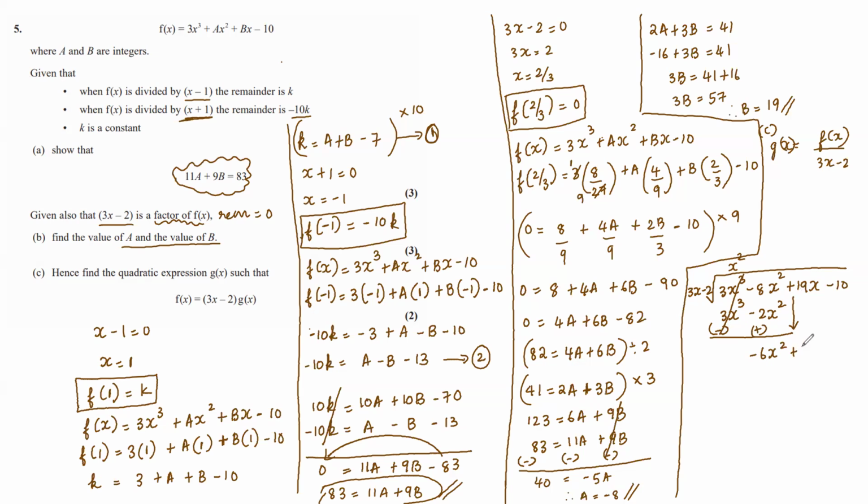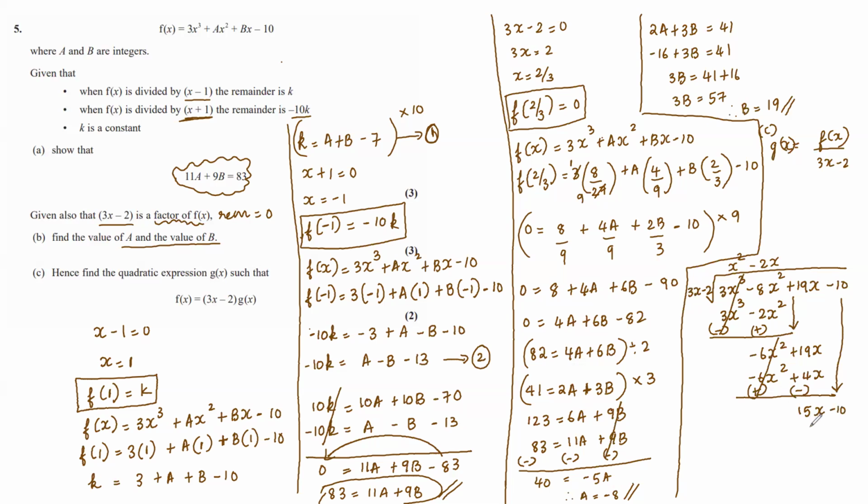Bring this 19x down. 3x multiplied by what will give you minus 6x square? 3x multiplied by minus 2x. So 3x into minus 2x is minus 6x square. Minus 2 into minus 2x is positive 4x. So now let's just change the sign. Minus 6x square will become positive 6x square. Positive 4x will become minus 4x. This gets cancelled. 19 minus 4 is 15x. And bring this minus 10 down.